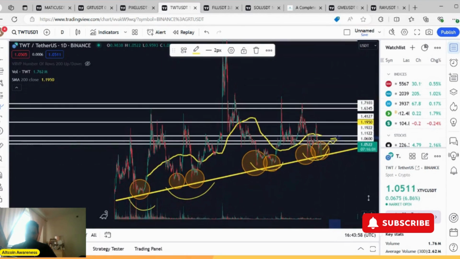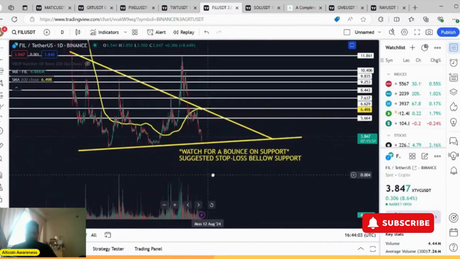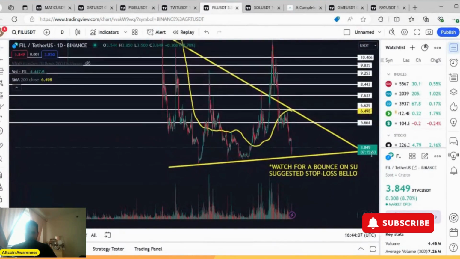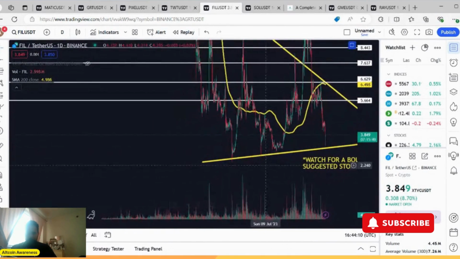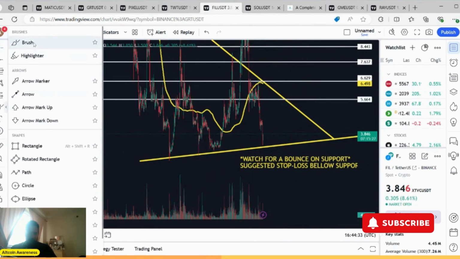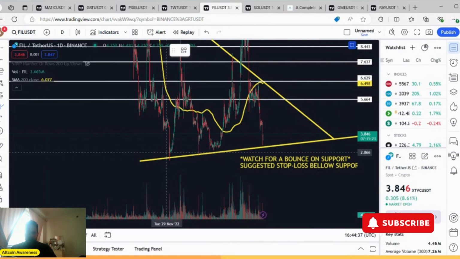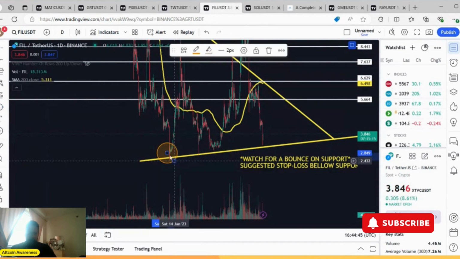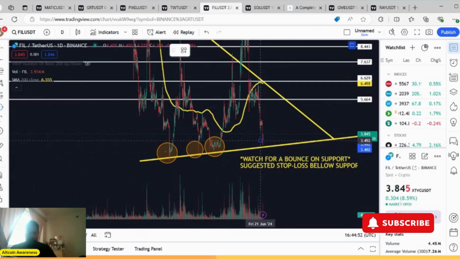Okay, guys? Next, Filecoin. Look at this. We have this triangle pattern. This is the FIL USDT daily chart. Okay? Watch for a bounce on this support level, the yellow trend line. The suggested stop loss would be below this support level. Okay? As you see, price action has been respecting this key support level. We had a bounce here. Let me show you. 1, 2, 3, 4 touches.